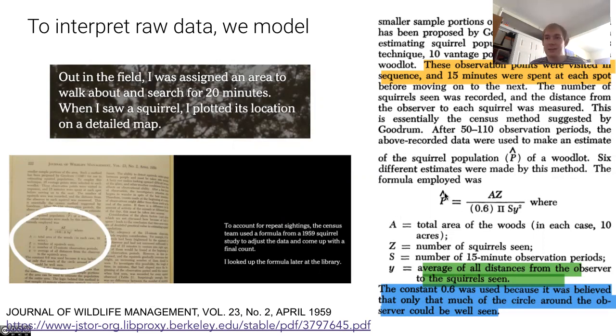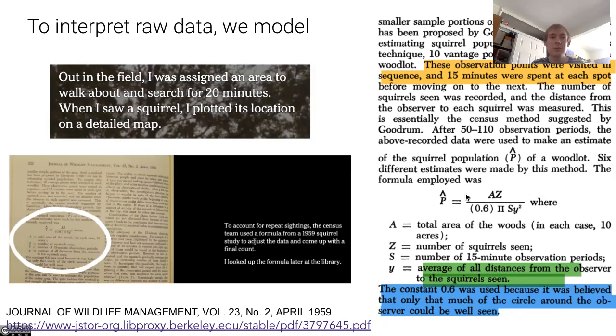So this is the process. They went out, they asked a question, they collected the data. Then, because they had a really good idea about how they collected the data, they designed their whole procedure and they understood the data that they had. And then they used this formula here to take that data and arrive at an estimate for the total number of squirrels.